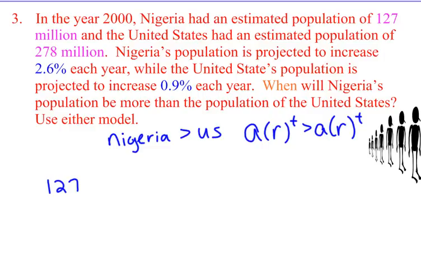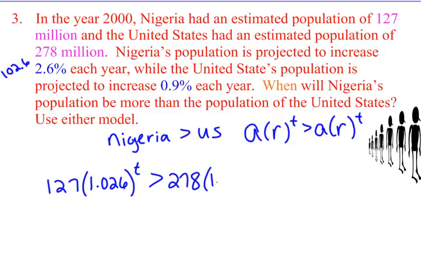And since they're growing at 2.6%, that'd be 1 plus 0.026 growth, so I'm going to use 1.026, and we don't know how long it'll be until they're greater than the United States, which in 2000 was at 278 million, and we were growing at 0.9%, so as a decimal that'd be 1.009 to the T. Hopefully you see where I got that. I'm saying, when is Nigeria's growth greater than the United States?